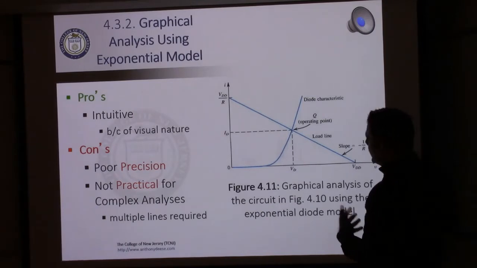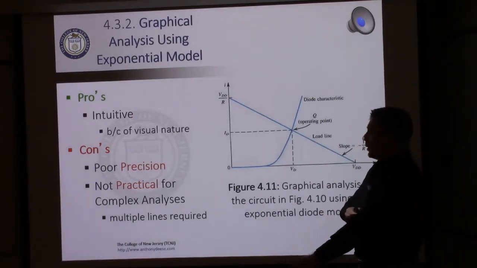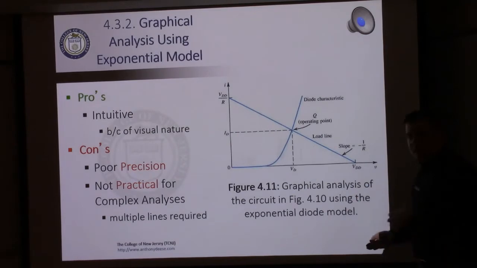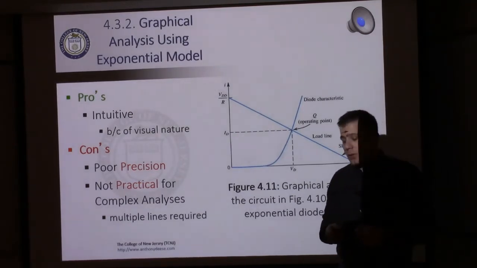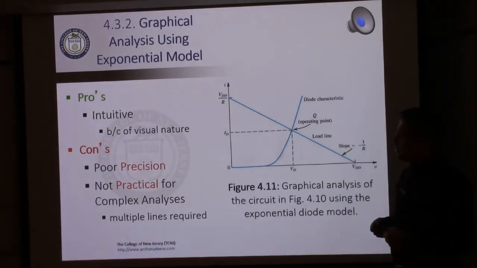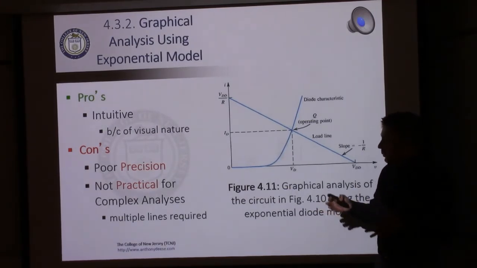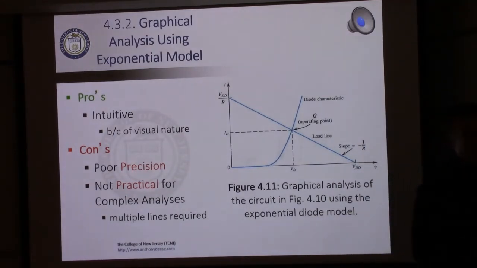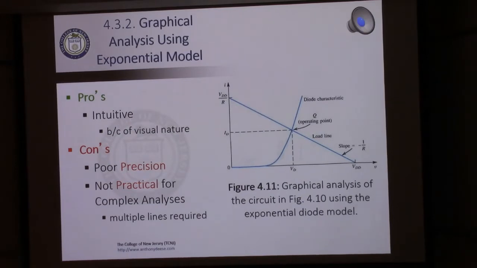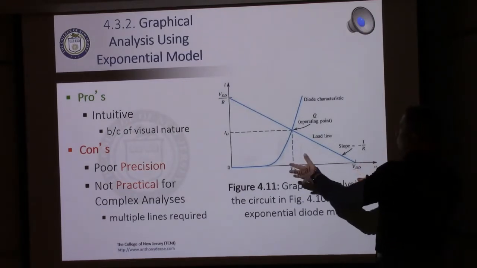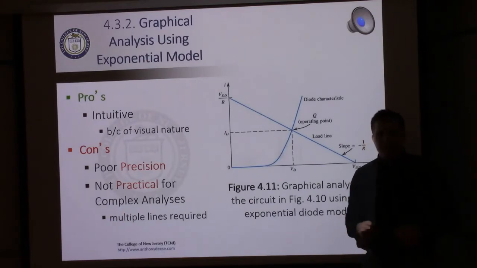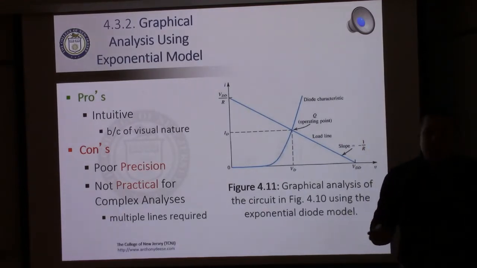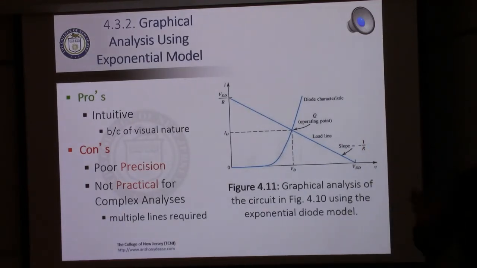There's many cons. The precision, if you're doing it by hand, is going to be relatively poor. Now, if you're doing it digitally, that's a whole different situation. And it's not really practical for complex analyses because multiple lines will be required. So the more components you add to the system, the more branches, the more diodes, the more lines you'll have to draw and different types of intersections that you'll have to find. And so quickly you can see that the graphical method becomes less and less practical as the circuit gets larger and larger.